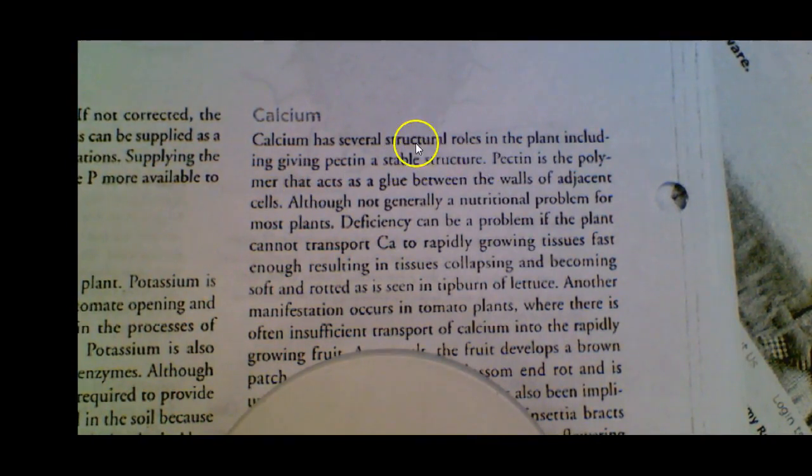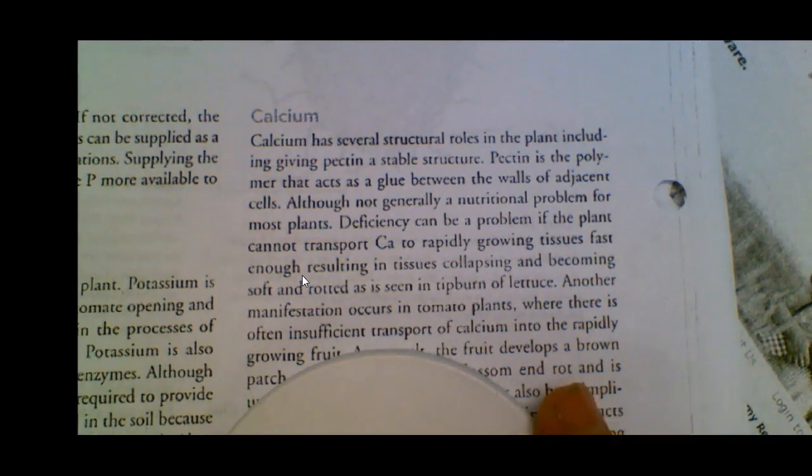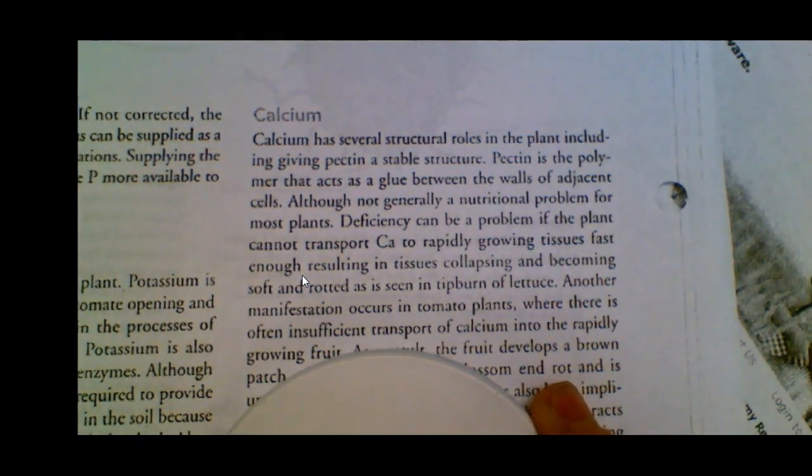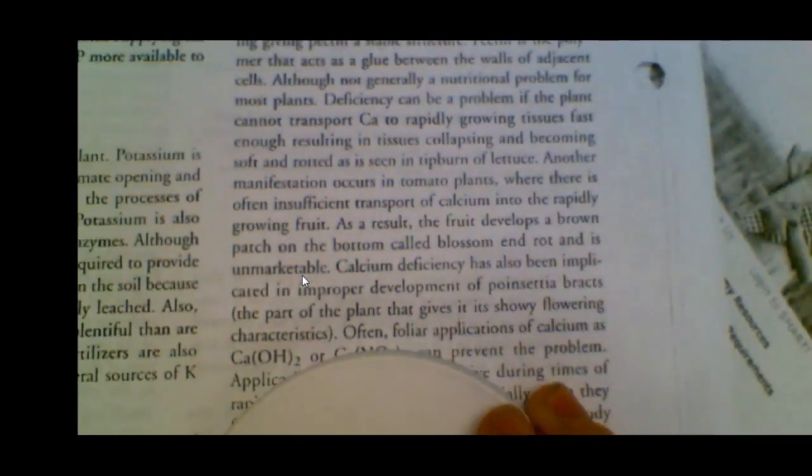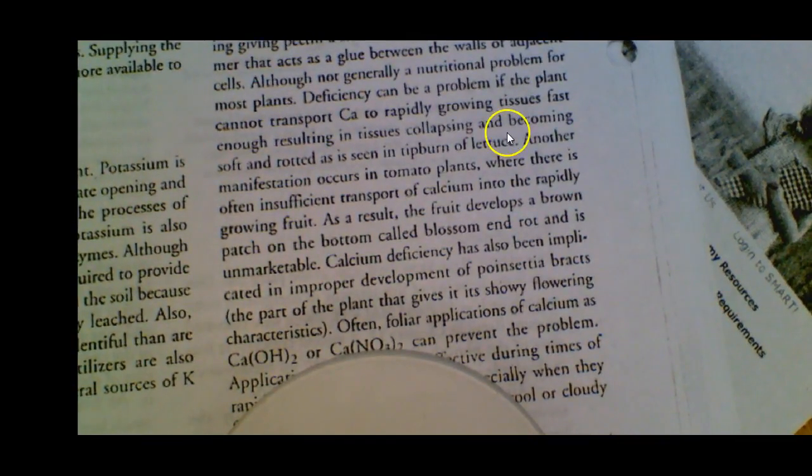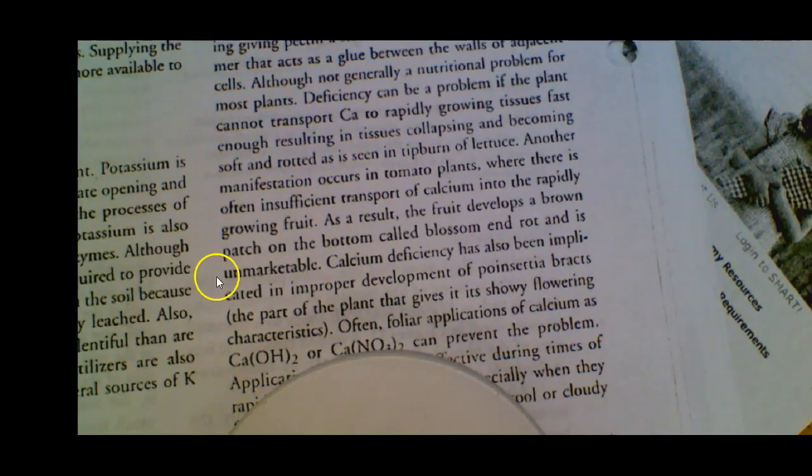Again, this is just what we said. Calcium has several structural roles. Deficiency can be a problem if the plant can't transport calcium to rapidly growing tissues fast enough, and that will result in tissues collapsing and becoming soft and spotted, as seen in tip burn of lettuce. So it does happen. The other thing that happens is what they were talking about in that one video clip today: when you have insufficient transport of calcium into rapidly growing tomato fruit, you can get a brown patch on the bottom called blossom end rot, and it makes the tomato unmarketable.